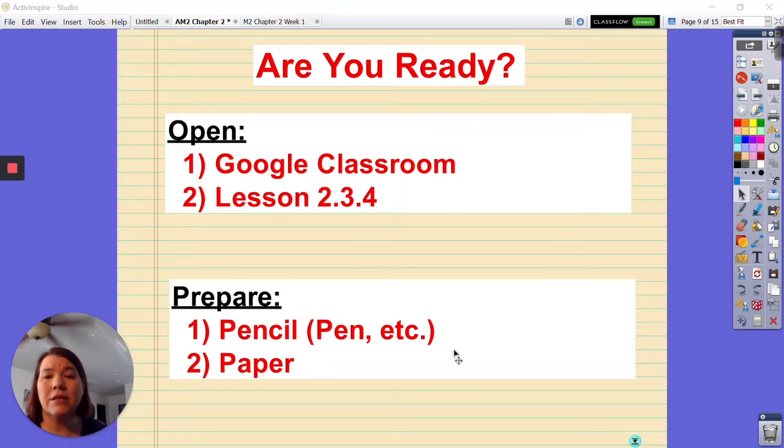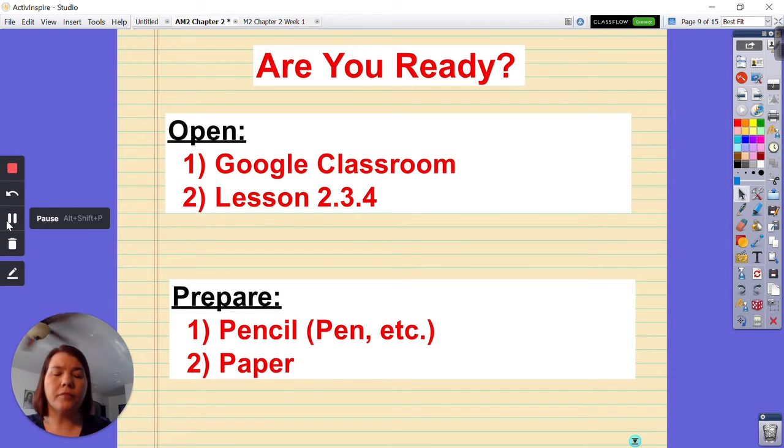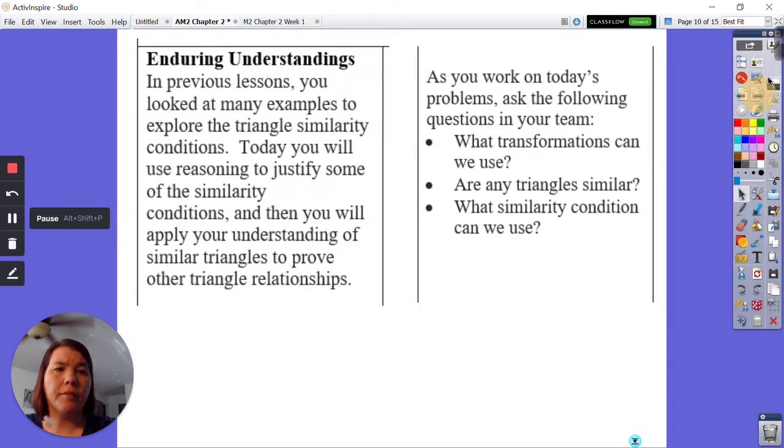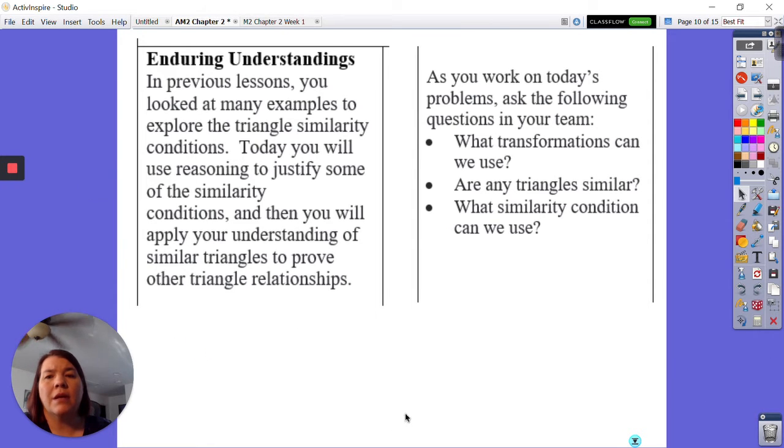So this is lesson 234, which is the last lesson in chapter 2. Let's get started. In previous lessons, we have looked at many examples of the triangle similarity conditions. Today we're going to use some of these reasons to justify some of the similarity conditions. Then we're going to apply our understanding of similar triangles to prove other triangle relationships.